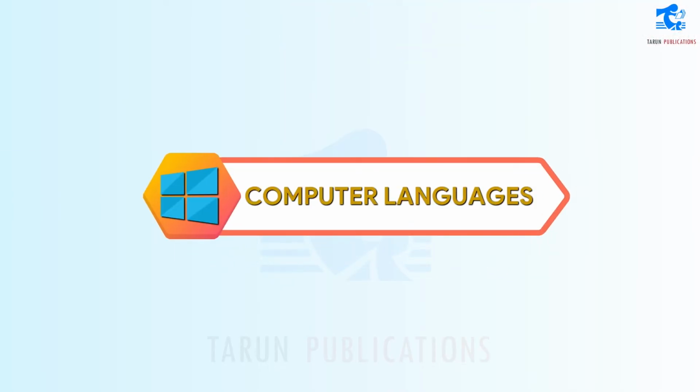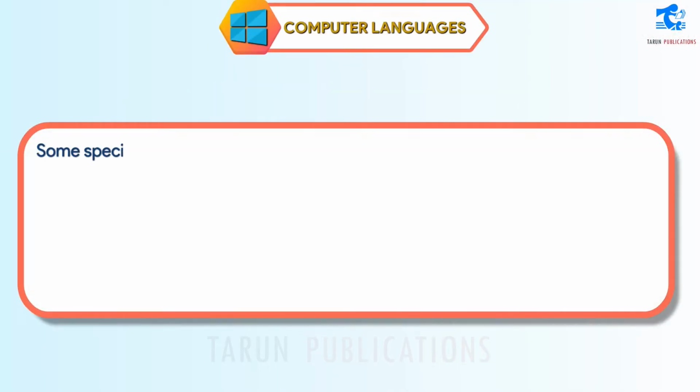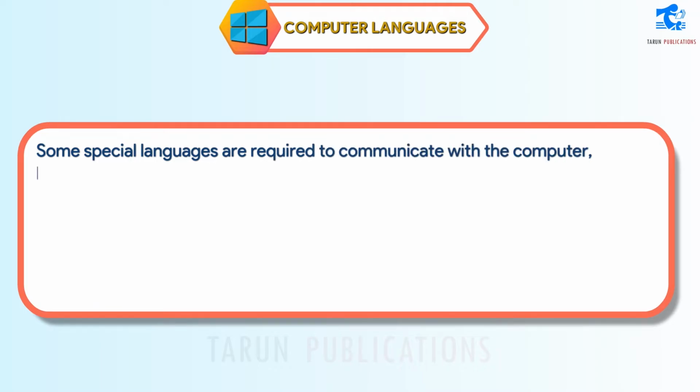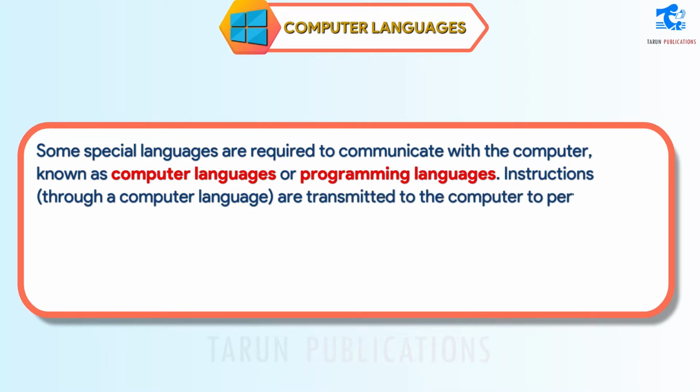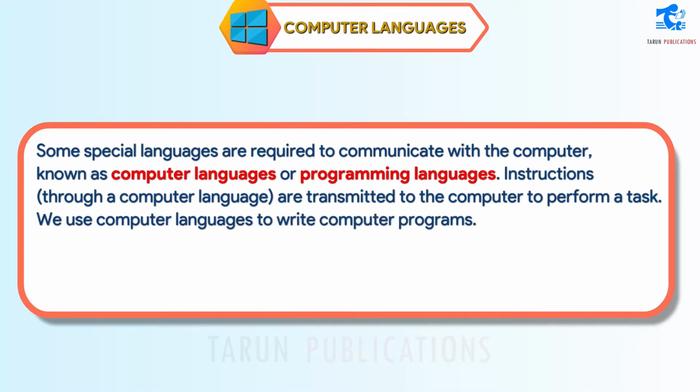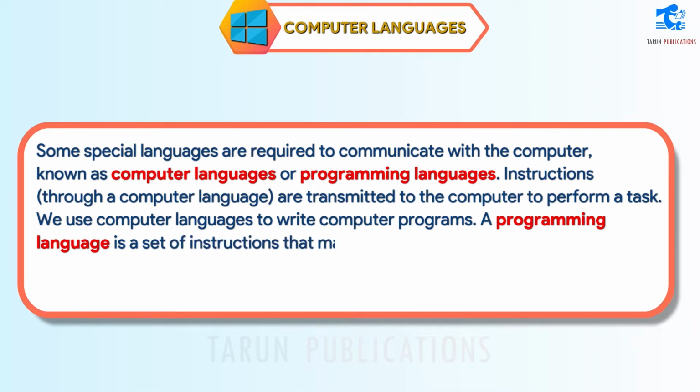Computer languages. Some special languages are required to communicate with the computer, known as computer languages or programming languages. Instructions, through a computer language, are transmitted to the computer to perform a task. We use computer languages to write computer programs. A programming language is a set of instructions that makes a computer program.